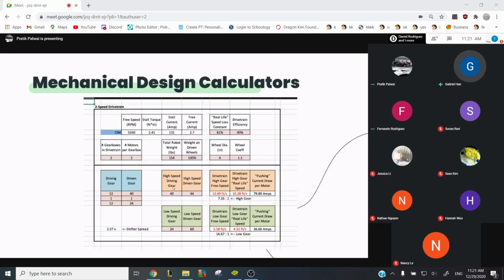All right, so mechanical design calculators, this is basically just some kind of spreadsheet that has information about different configurations of drivetrains or whatever motors you have. So as you can see, this particular one's using a CIM motor, and it will tell you the amount of pushing power and also the speeds that you will get by using that certain configuration. So that's pretty useful if you're designing whatever mechanism beforehand, just to know.